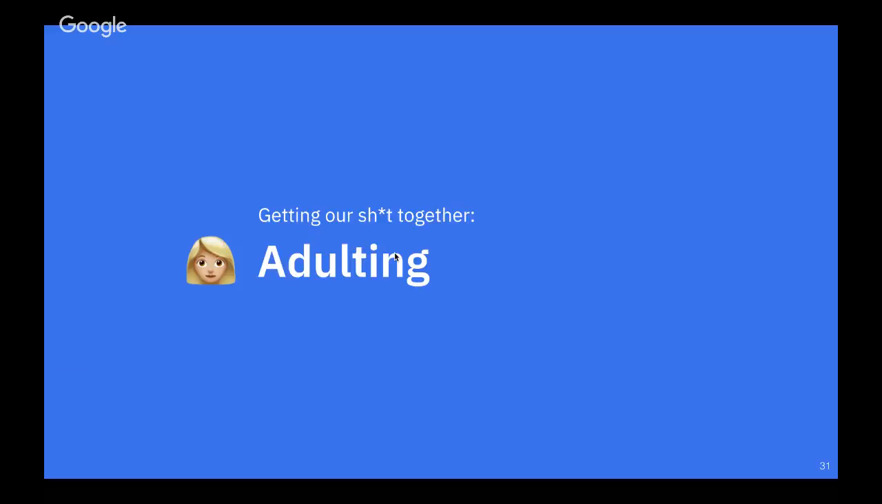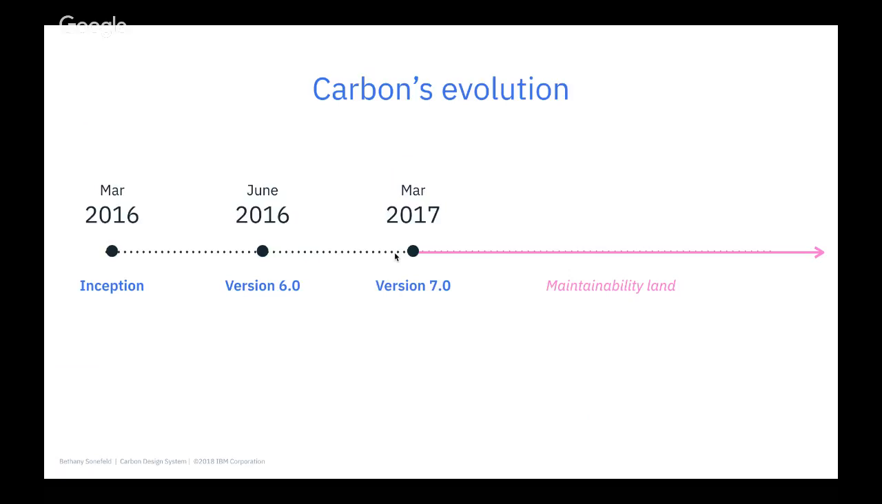So once we had version 7.0 out, moving forward, we were very excited about the different possibilities we could pursue to improve and continue to scale it. And I like to call this phase getting our act together, because we were really maturing at this point. We were learning from our mistakes, and we were, most importantly, meeting with our sponsor teams to learn about their needs. So I think part of this is also what I like to call maintainability land.